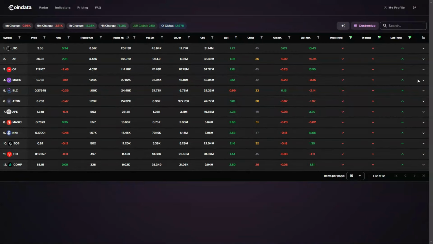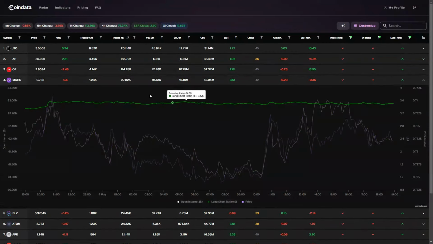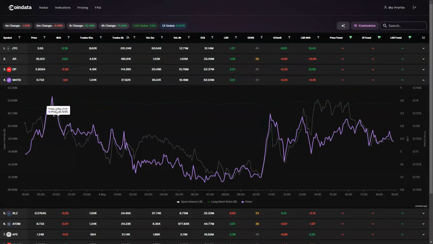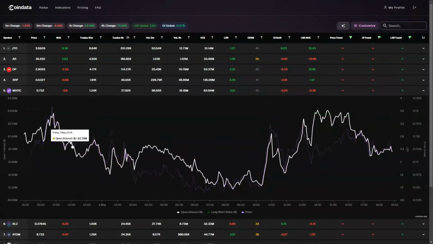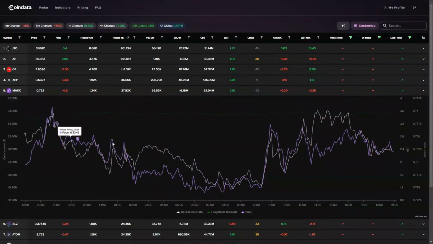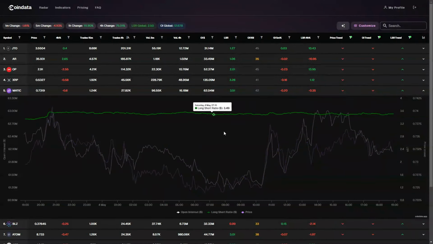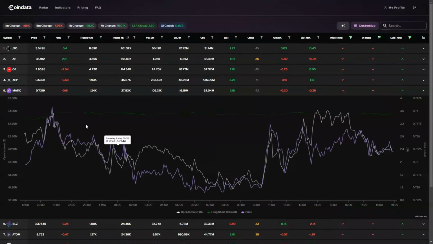Let's consider Matic as an example here. Matic has a stable LSR. However, the open interest, see how it drops and the price drops as well, right? Is it possible to use this setup to look for short positions too? That's what I want to know, right? There is absolutely no problem at all.